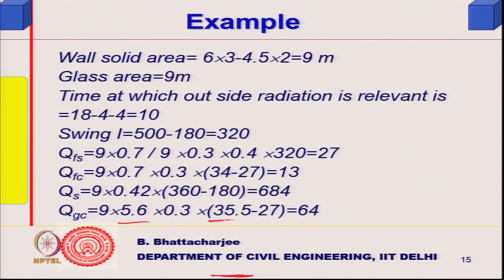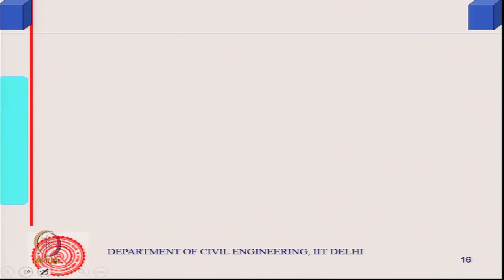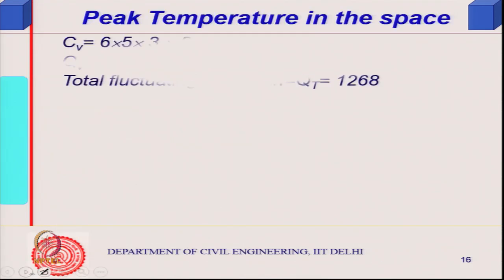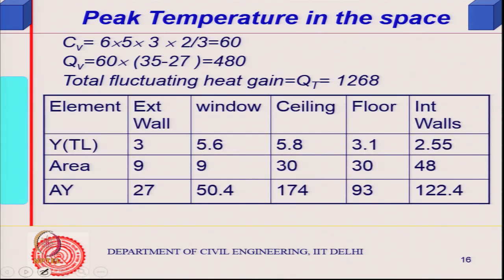So, I take the average, 5 hours earlier is 35.5 minus 27, that is the fluctuating temperature, right, and this is the mu, this is the u, and this is a. So, a u mu and tau swing 64, that is what I find out. And then we are assuming there is no casual heat gain, Cv is 60, that we calculated outside. Qb is equal to 60 minus 35 minus 27, right.